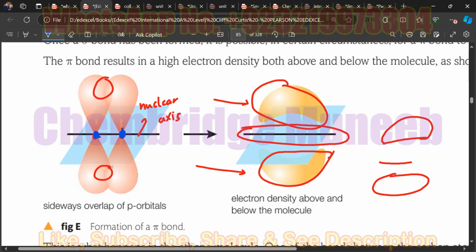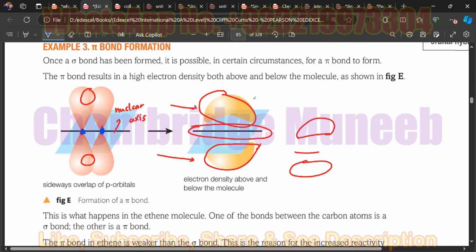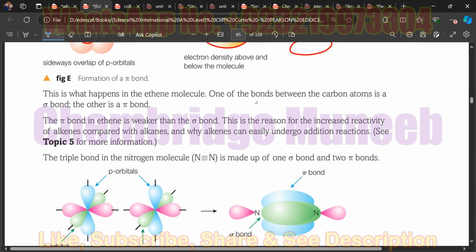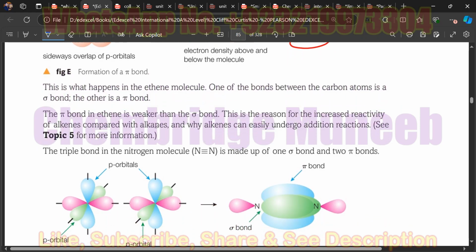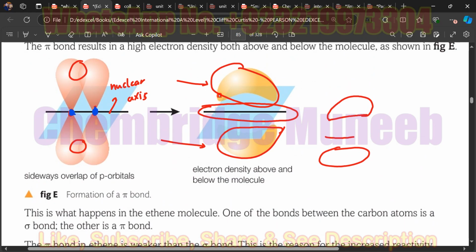So that's the property of the pi bond, that the electronic cloud density is below and above the molecule, or above and below the nuclei of the atoms. They are not symmetrical on the atom. Is that clear? Yeah. Okay. So that is about the pi bond formation.